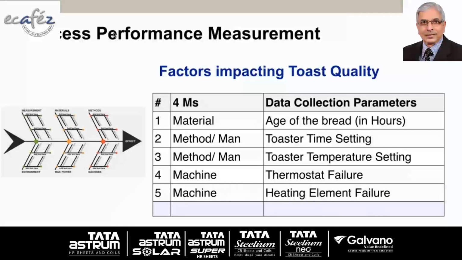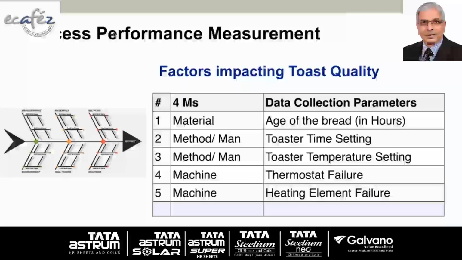Then method and man: toaster time setting. This is done by the operator, so they must set the timer on the toaster. Then another method and man factor: toaster temperature setting. These 2 settings, the time and temperature setting, depend on the knowledge of the operator and the accuracy of setting. Then the machine: what failures are taking place? Mostly thermostat failure or heating element failure.